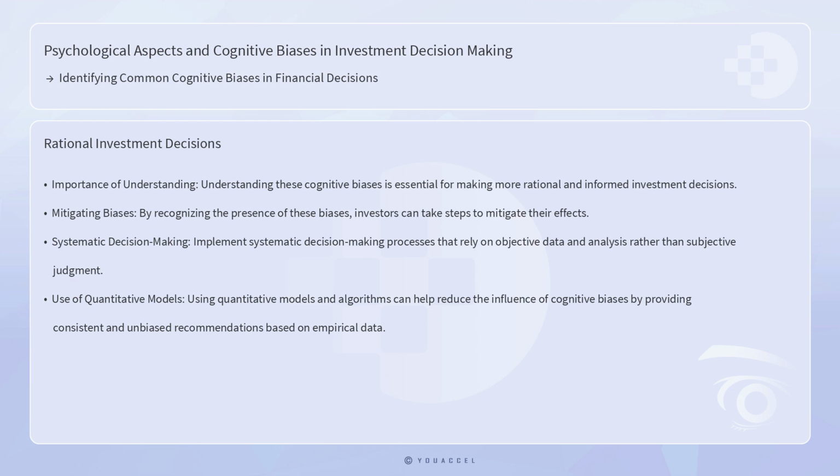Understanding these cognitive biases is essential for making more rational and informed investment decisions. By recognizing the presence of these biases, investors can take steps to mitigate their effects. One approach is to implement systematic decision-making processes that rely on objective data and analysis rather than subjective judgment. For instance, using quantitative models and algorithms can help reduce the influence of cognitive biases by providing consistent and unbiased recommendations based on empirical data.